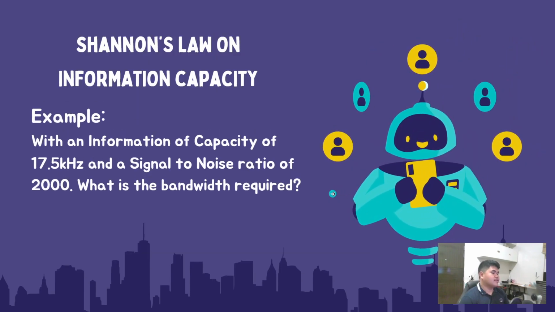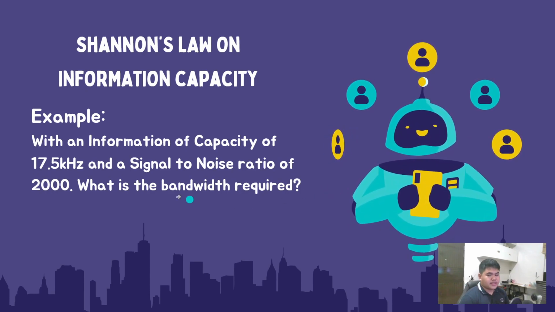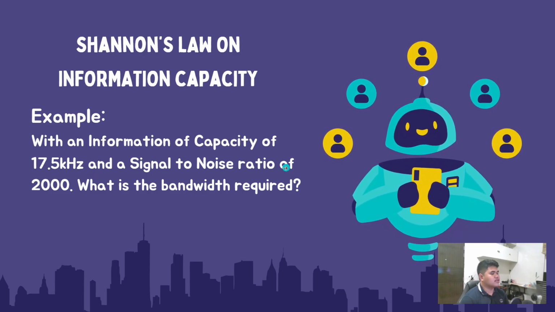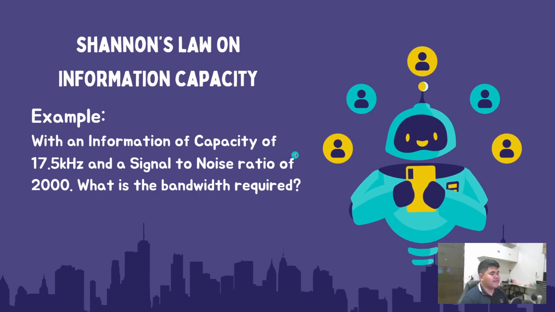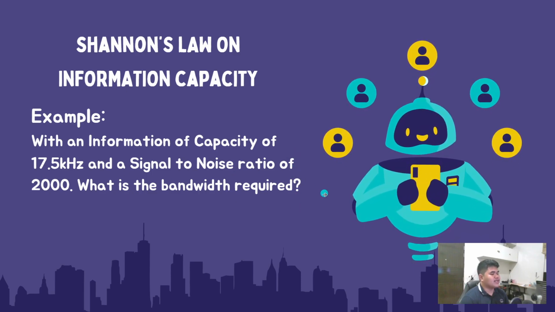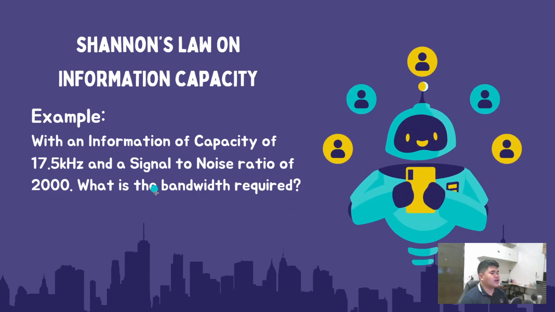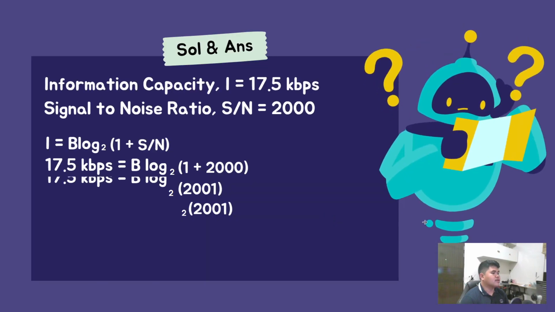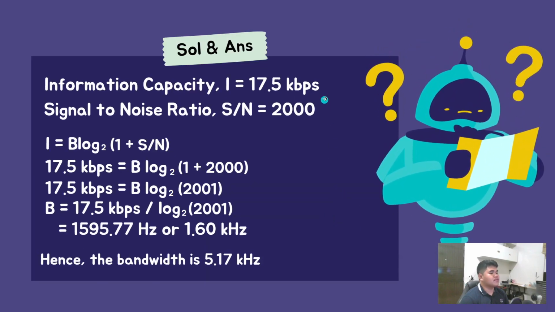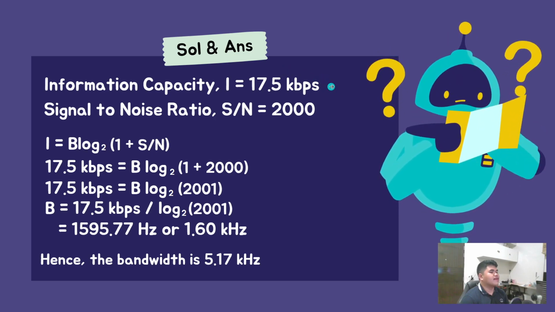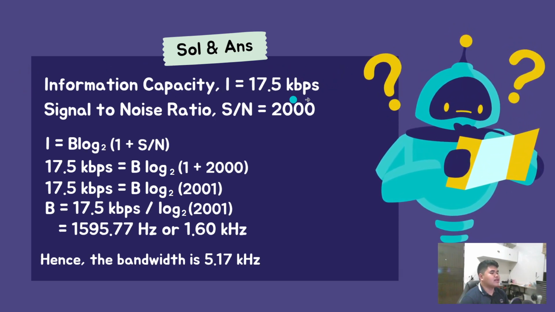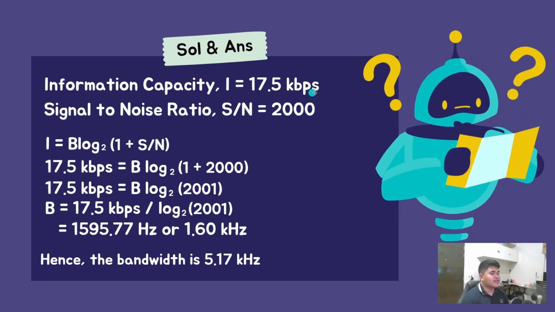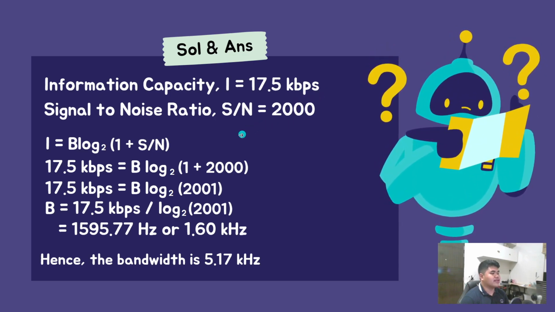Our third example is with an information capacity of 17.5 kilohertz and a signal to noise ratio of 2000, what is the bandwidth required? As you can see in this problem, bandwidth is the one required, and we have information capacity and signal to noise ratio. Hence, to solve for this, we first have to know the given. The given is information capacity and signal to noise ratio, which is 17.5 kilobits per second and 2000 for signal to noise ratio.